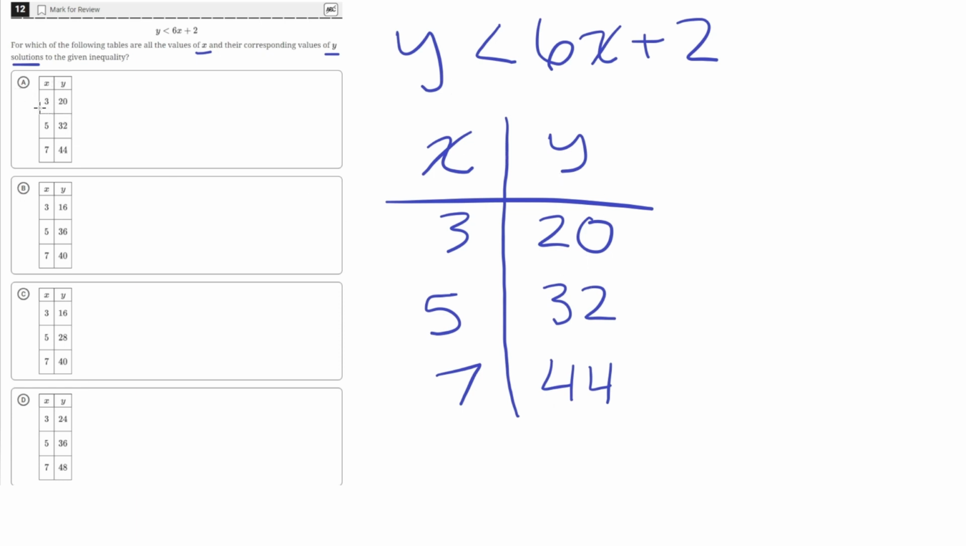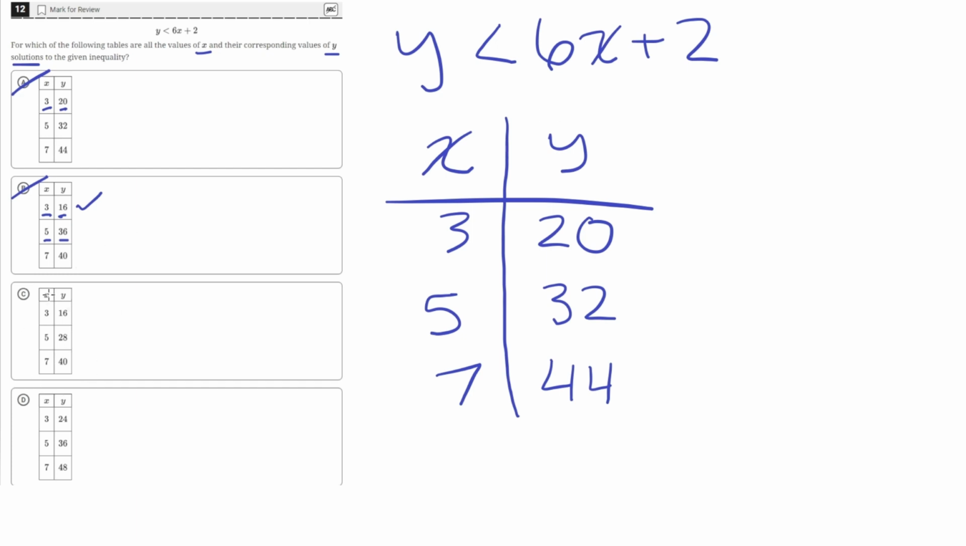So answer choice A says that at an x value of 3, y is 20. So 20 is not less than 20, so answer choice A is wrong, since y has to be less than 20 at an x value of 3. So answer choice B says at an x value of 3, y is 16. That's good because 16 is less than 20. At an x value of 5, y is 36. That's not good because 36 is greater than 32. So that would not be a solution to the inequality.